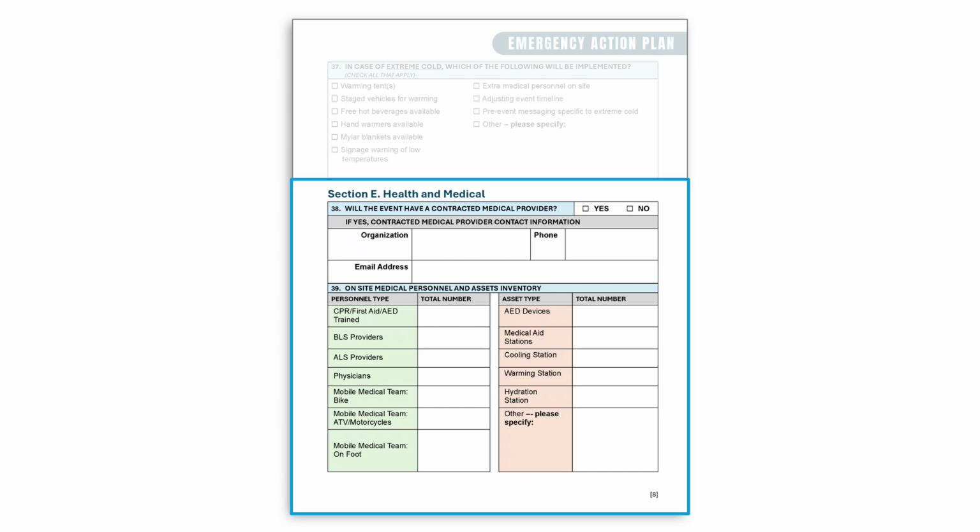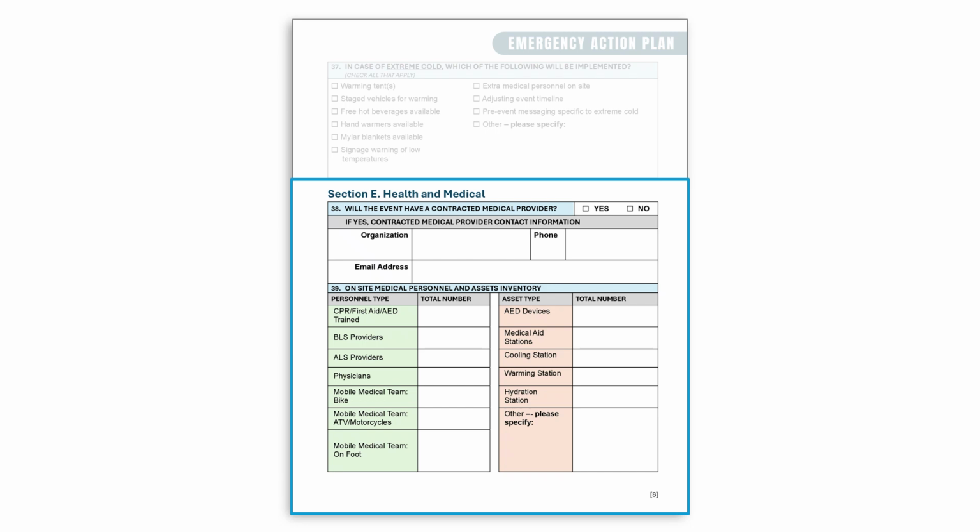Question 39. On-site medical personnel and asset inventory. Details asked. List the number and type of medical personnel. Examples include BLS, ALS, EMTs, physicians, and assets. Examples include AEDs, medical aid stations, hydration stations, warming or cooling tents. Why it matters.